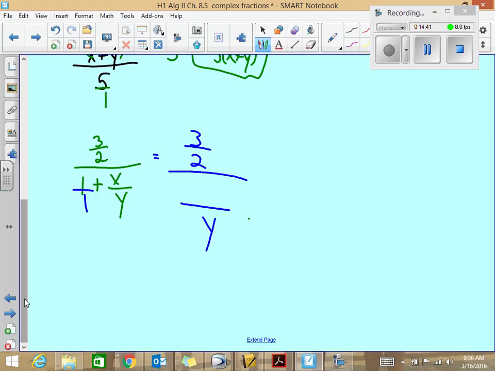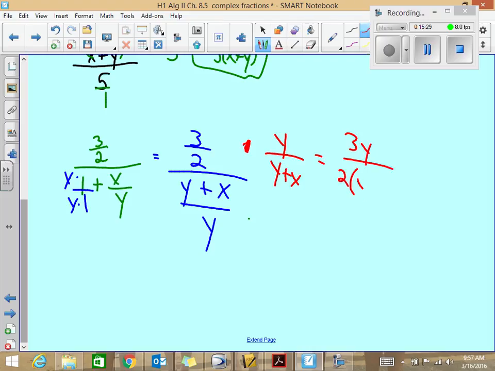So how do I make 1 something over y? Multiply it by y, right? So this becomes a y. And then plus, x over y already has the denominator that we need, so we just bring it over. Make sense? So now we have a fraction over a fraction. So we keep the top, switch it to multiplication, and flip. And now we multiply. So 3 times y is 3y over 2 times y plus x.